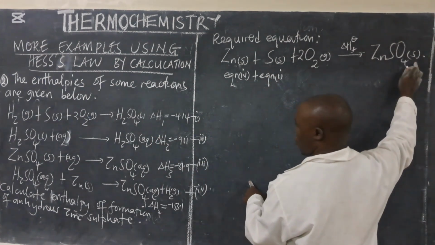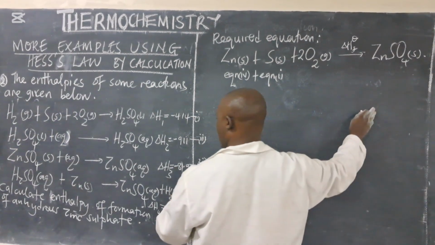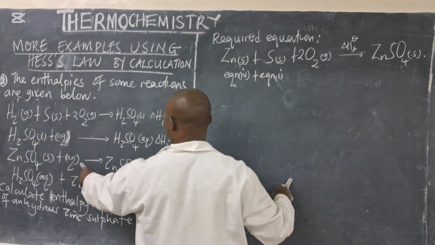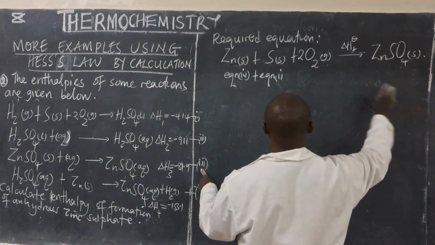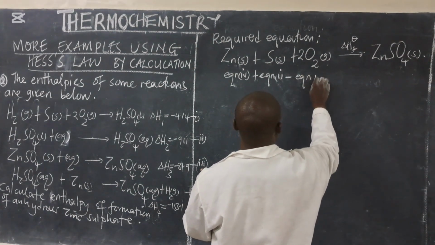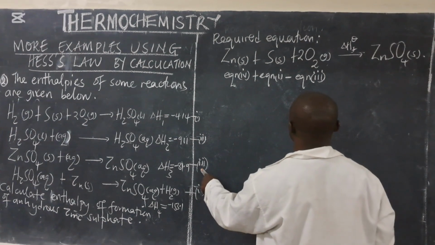Now zinc sulfate solid, we can find it here in equation. So zinc sulfate solid, I can observe it in this equation 3. So I can reverse this because it's on the right. So minus equation 3. So I've arrived there.